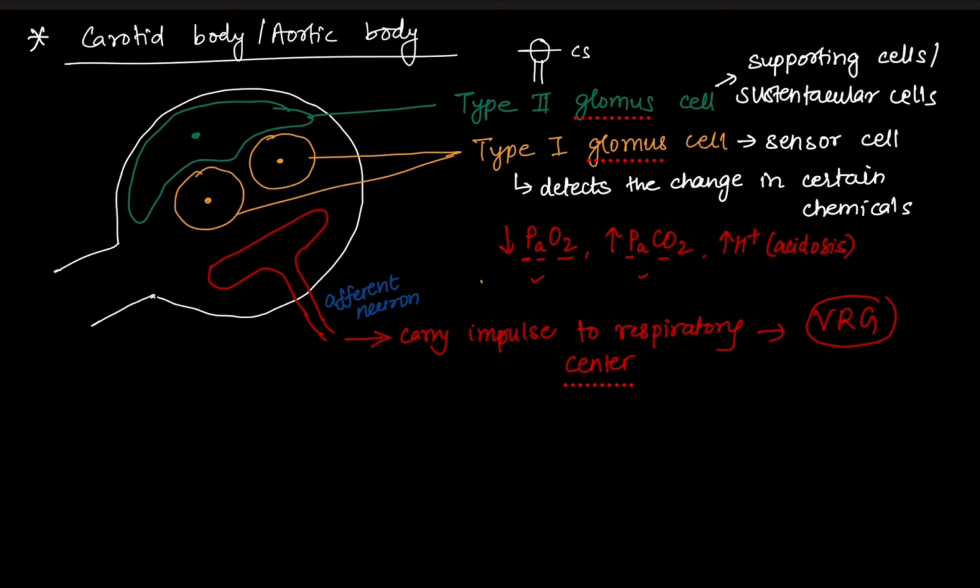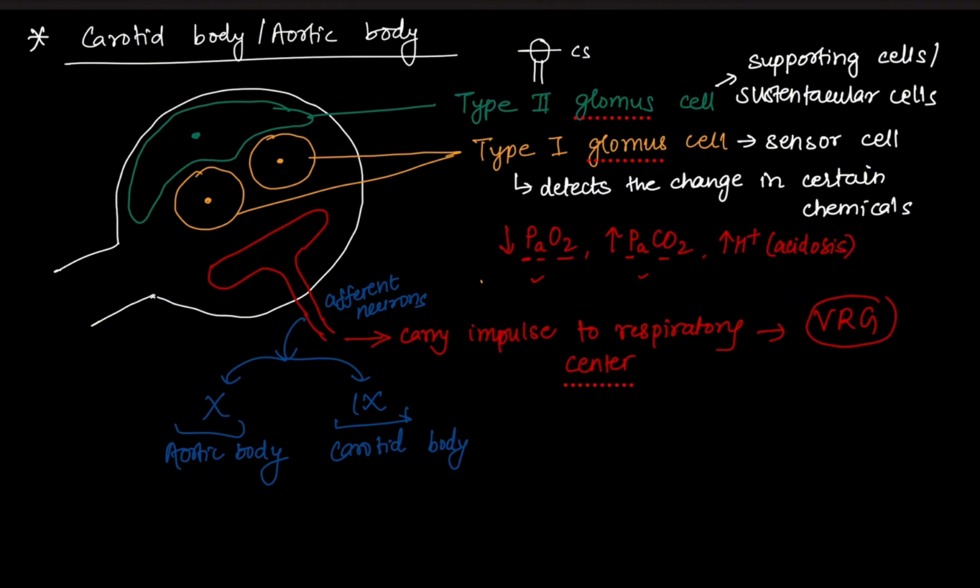Now what are these afferent neurons? We have already discussed that these afferent neurons can be either the vagus nerve or the glossopharyngeal nerve. If it is the aortic body, then the afferent signals are going to go through the vagus nerve, and if it is the carotid body, then the afferent impulses are going to be carried by the glossopharyngeal nerve. So what you have studied is that the carotid and aortic body basic composition, basic structure, is the same.